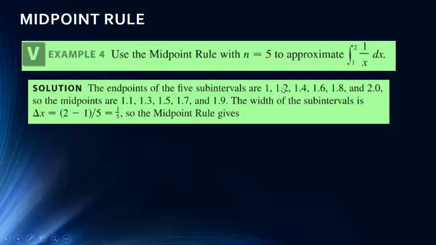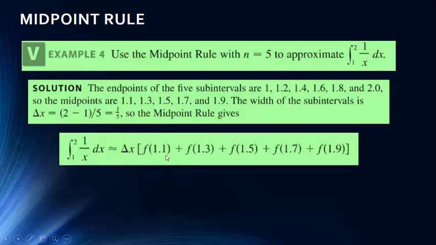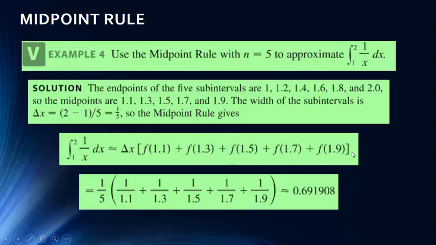The midpoint of the first rectangle, from 1 to 1.2, is 1.1. We find the height at 1.1 by plugging that into our original function, and then the height at the next midpoint, and the next, etc. This is very easy to do in our calculator. We can do this all at once.